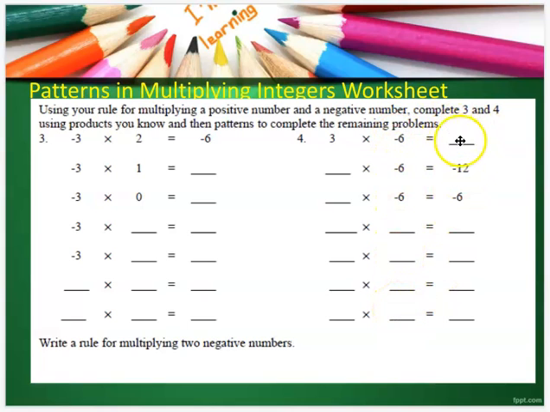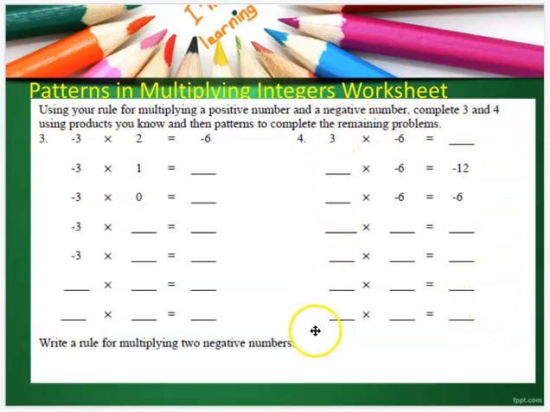They did not fill in this first one, but this is something we should know now, that 3 times negative 6 is negative 18. And then notice that negative 18 to negative 12 to negative 6 is increasing by 6 each time. So negative 6 plus 6 would be 0, plus 6 more would be 6, plus 6 more would be 12, plus 6 more would be 18.